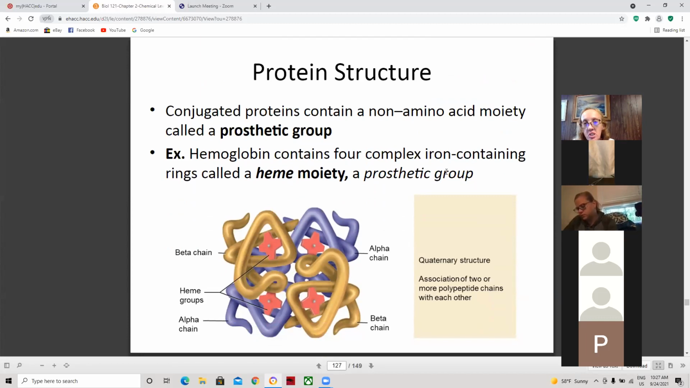So proteins can sometimes contain non-amino acid moieties called prosthetic groups. For example, hemoglobin: each hemoglobin chain, remember there are 4 in this quaternary structure, each chain contains 1 heme moiety. I'm sorry, I cannot remember how to pronounce that word. Each one contains 1 heme moiety.